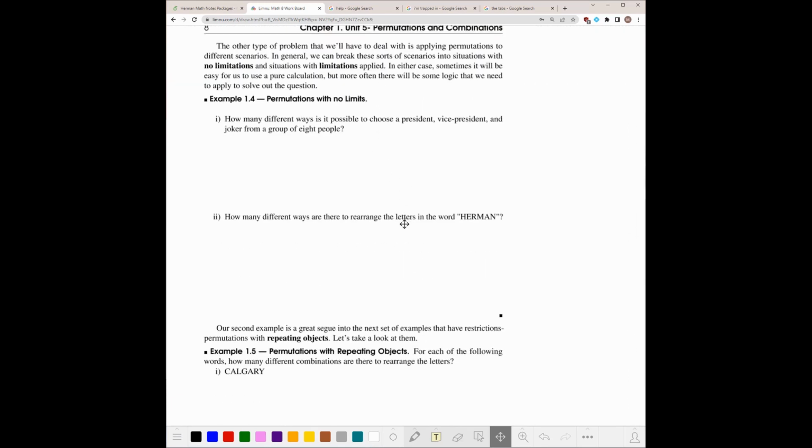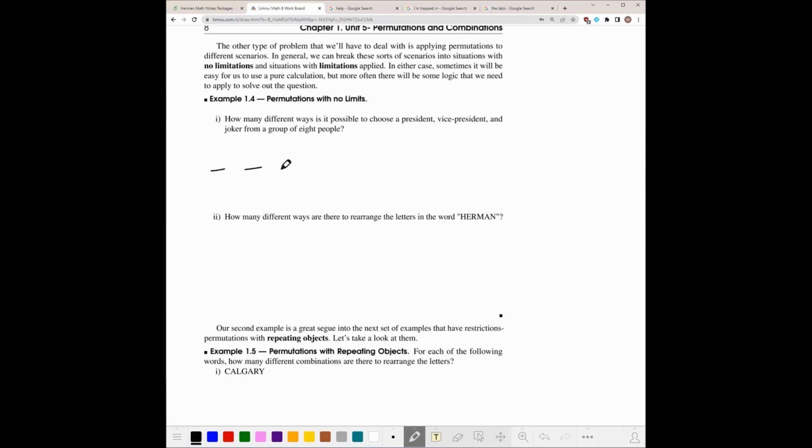How many different ways is it possible to choose a president, vice president, and a joker from a group of 8 people? All right. Well, with this, we have kind of no limits, really. It's not saying Jim can't be the Joker because he's already the president. You're just kind of going for free here. So we have our fundamental counting principle, but let's try doing that sort of permutation method here. So actually, we'll do both.